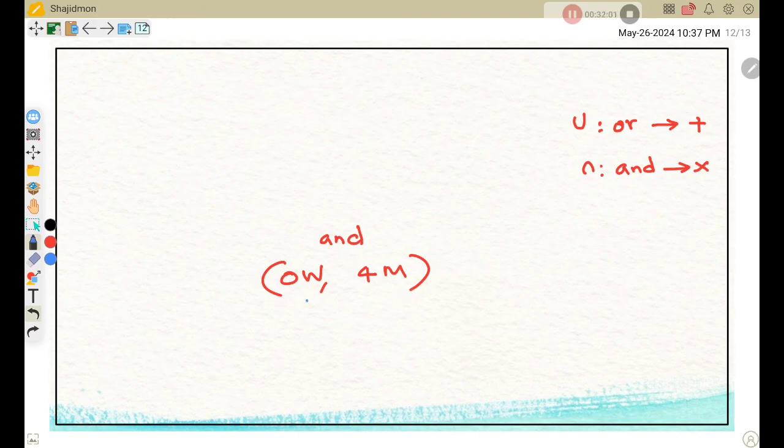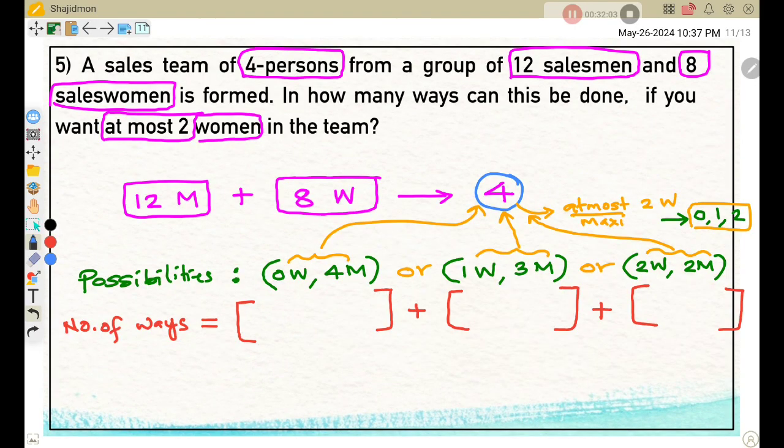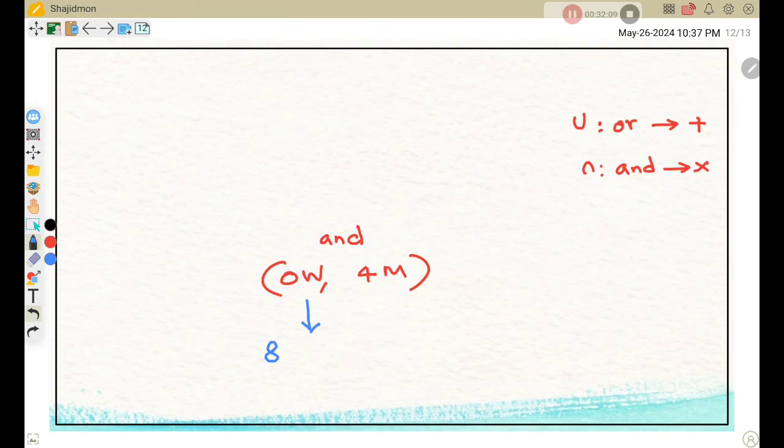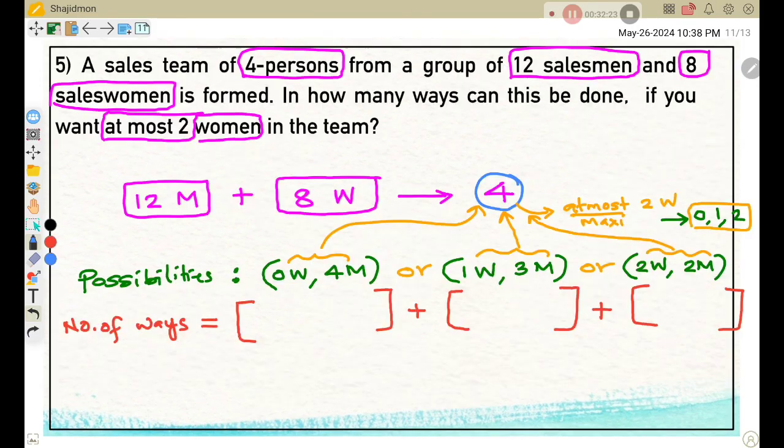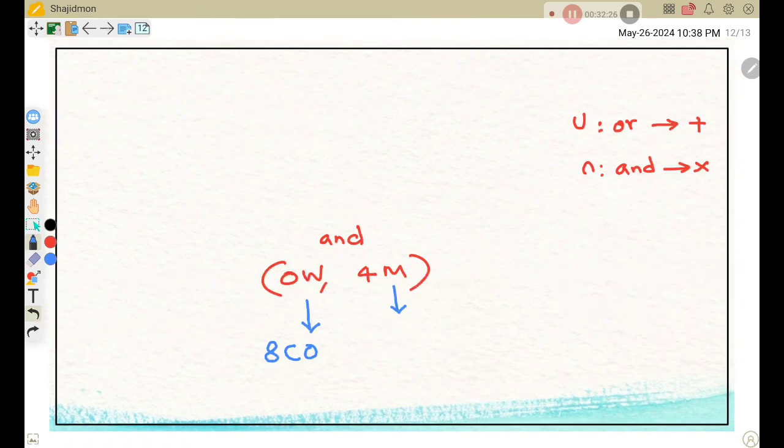How are we writing that one? 0 women, out of how many women? We have totally how many saleswomen? 8 saleswomen. So out of 8 saleswomen, 0 women we are selecting. Selecting means combination. So 8C0. Out of 8 saleswomen, 0 saleswomen we are selecting. 4 men, okay, 4 men we need to select. Out of how many? We have 12 salesmen. So out of 12, selecting means combination. How many? 4 selecting. And see, I told you, comma means and, so multiply this. So 8C0 multiply 12C4.